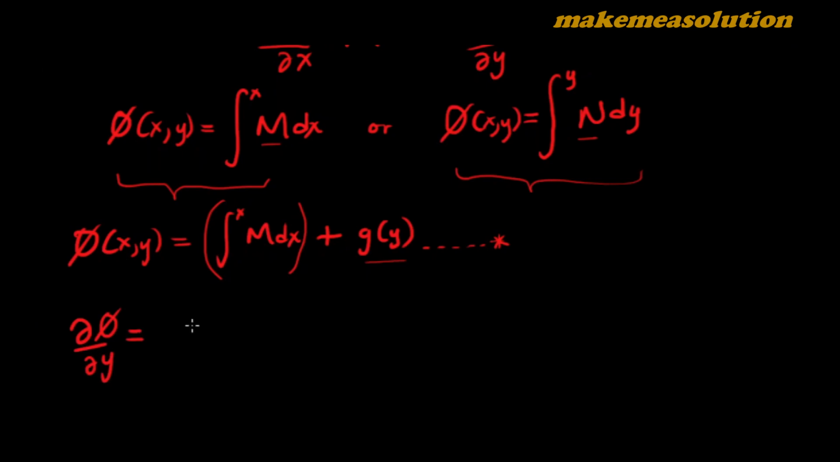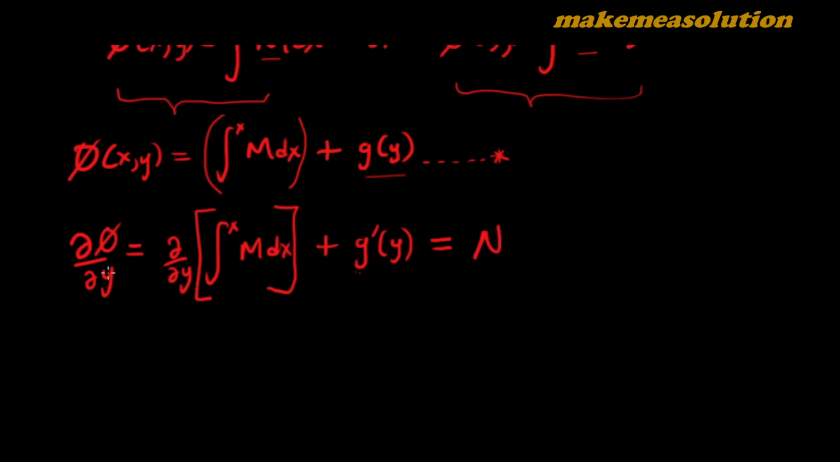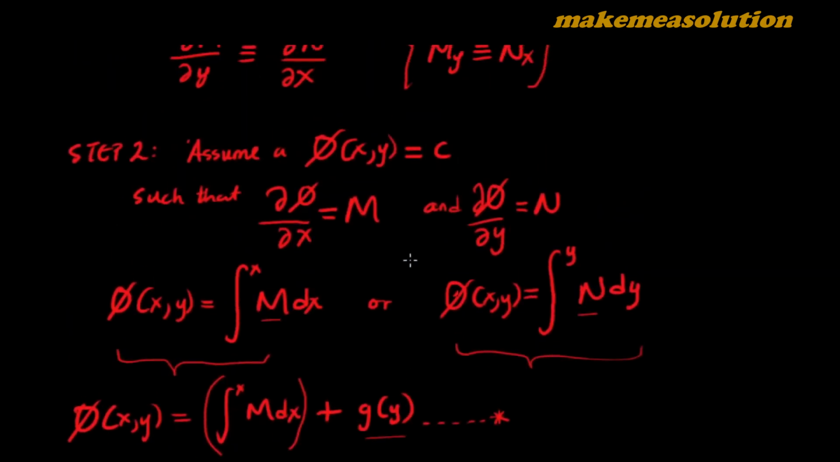When you differentiate it with respect to y, you're now going to get d with respect to y of the whole of this, the integral of m dx, plus you're going to get y prime, g prime of y. Okay, so the next thing is you're going to equate this to what? N. That's correct, because when you differentiate your phi with respect to y, you get n according to the criteria that we established over here.